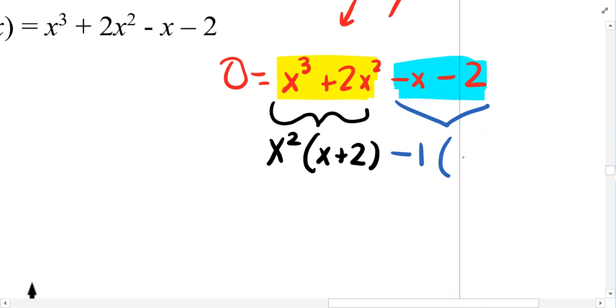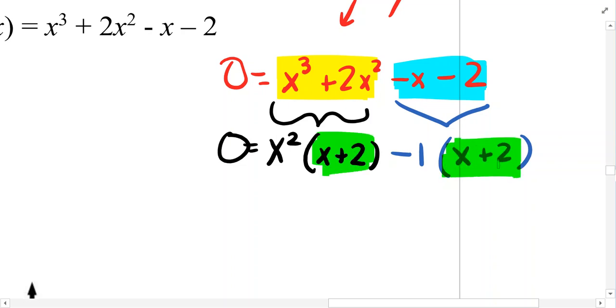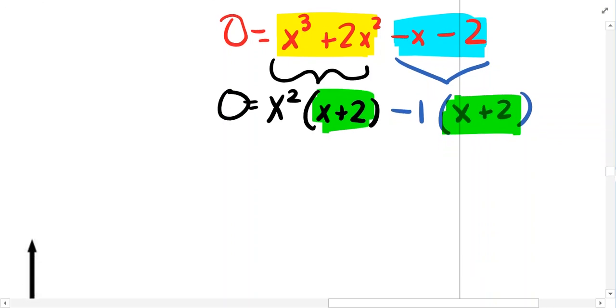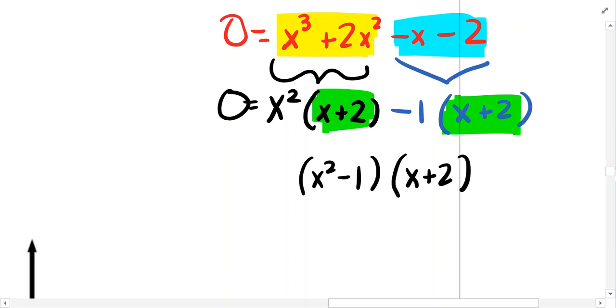And I'm left with, wait for it, x plus 2. Now that fact that they matched is what's really critical. That's why I can continue doing this. Okay? See those 2 pairs matching with my x plus 2? Well, because I have x squared of those x plus 2's and a negative 1 of those x plus 2's, I can say I have x squared minus 1 of those x plus 2's. So snazzy, right?